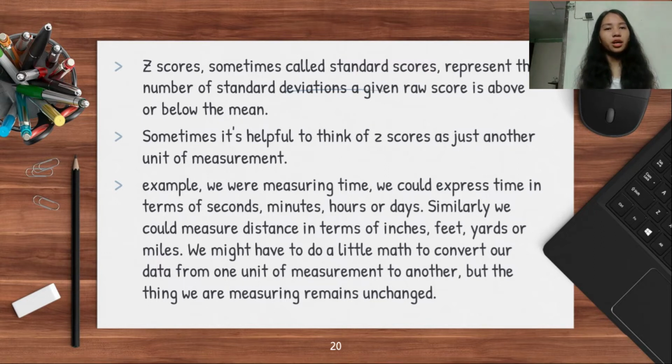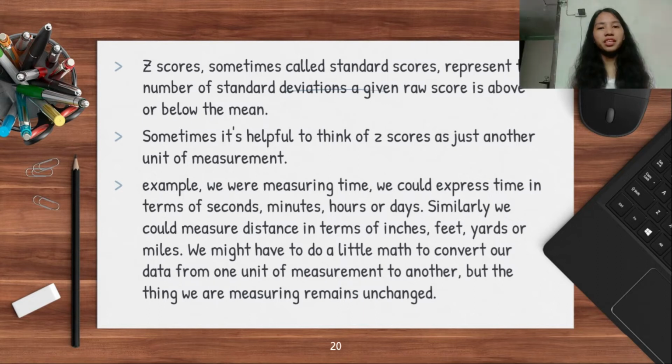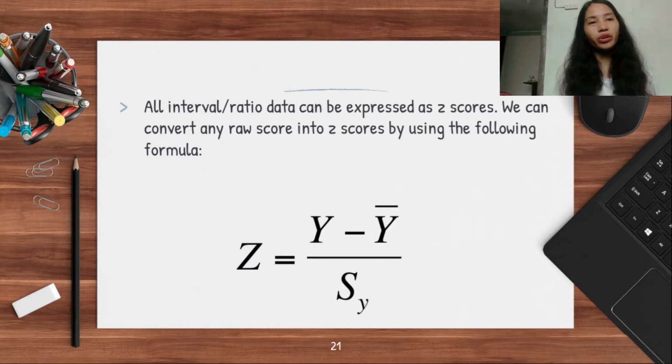If, for example, we were measuring time, we could express time in terms of seconds, minutes, hours, or days. Similarly, we could measure distance in terms of inches, feet, yards, or miles. We might have to do a little math to convert our data from one unit of measurement to another, but the thing we are measuring remains unchanged. When we work with z-scores, we're basically converting our existing data into a new unit of measurement, the standard deviation unit. All interval or ratio data can be expressed as z-scores.